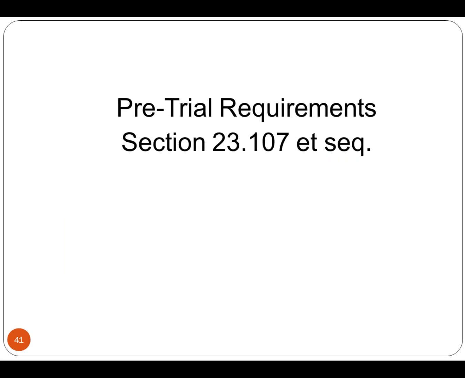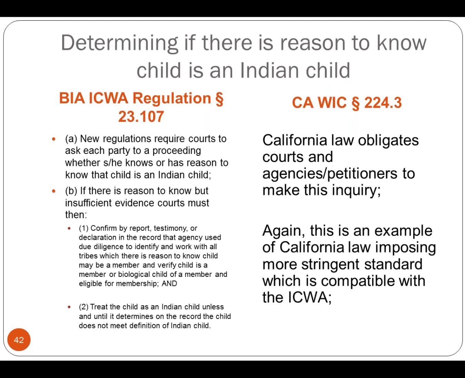Now, pre-trial requirements. So this is like preliminary determinations that a court would have to make. First off, and this is very important, determining if there is reason to know a child is an Indian child. Well, the BIA regulation 23.107 tells us that courts must ask each party to a proceeding whether they know or have reason to know a child is an Indian child.